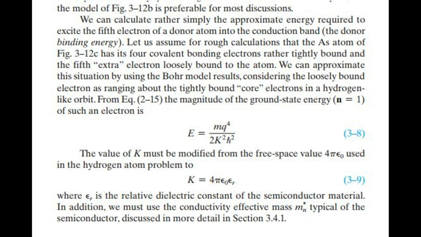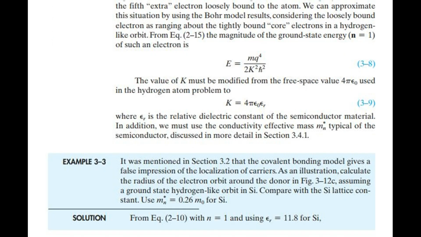It was mentioned in section 3.2 that the covalent bonding model gives a false impression of the localization of carriers. As an illustration, calculate the radius of the electron orbit around the donor in Fig 3.12c, assuming a ground state hydrogen-like orbit in Si. Compare with the Si lattice constant. Use m*n equals 0.26 m0 for silicon. Solution: from Eq 2.10, with n equal 1 and using epsilon r equal 11.8 for silicon.